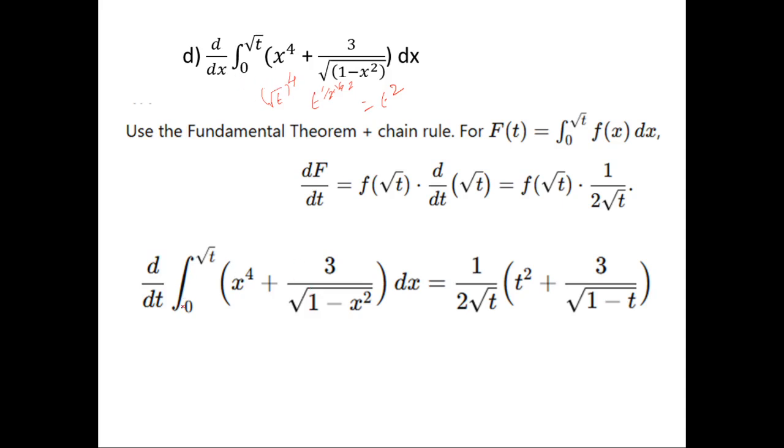So this differentiation of the integral from 0 to root t of (x power 4 plus 3) by square root of (1 minus x square) dx: this x power 4 becomes t square, and 3 by square root of 1 minus x square becomes t, into the differentiation of root t, that is 1 by 2 root t.